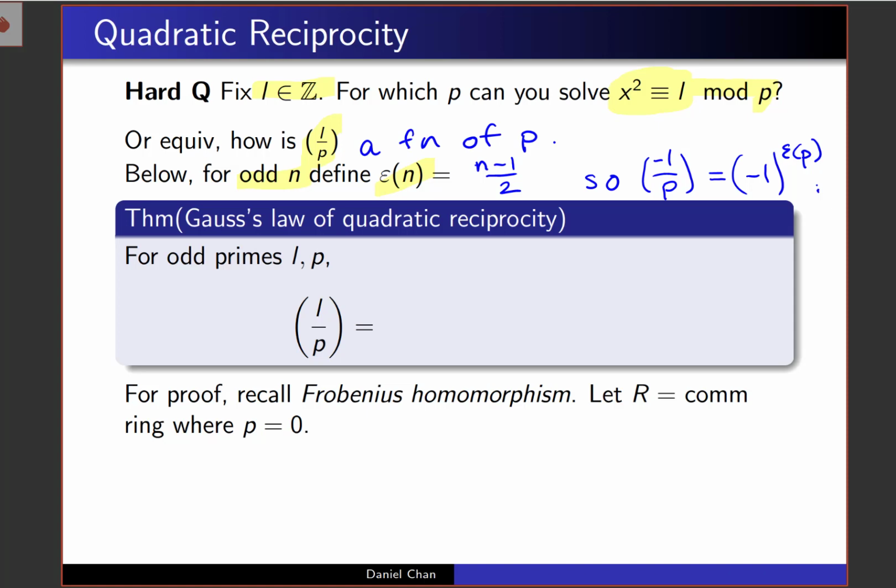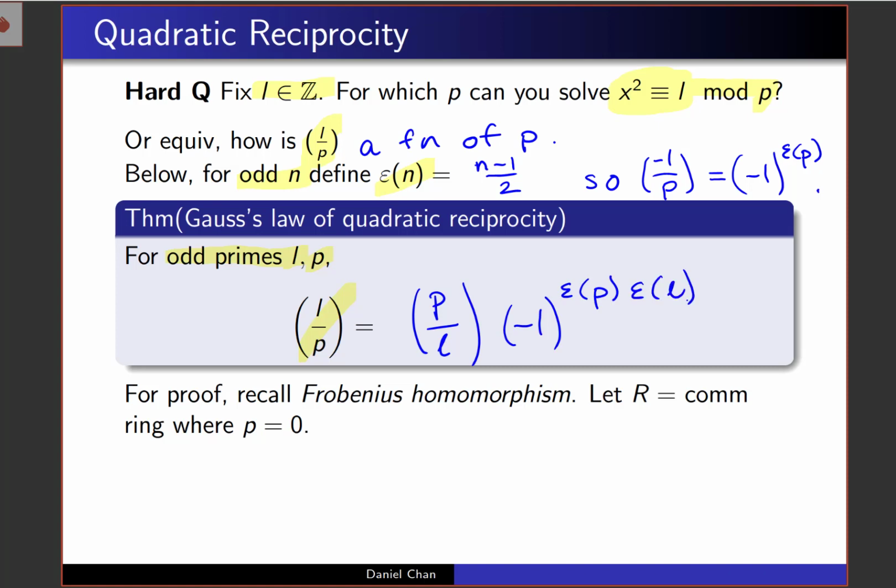Okay, so I'll do this in the special case where L and P are odd primes. A statement of that. We're going to look at this Legendre symbol, L over P, but we're going to think of it as a function of P. Gauss's quadratic law of reciprocity relates this to the Legendre symbol P over L. So it's not equal to P over L, but it's related in this very simple way: it's that multiplied by epsilon of P times epsilon of L.